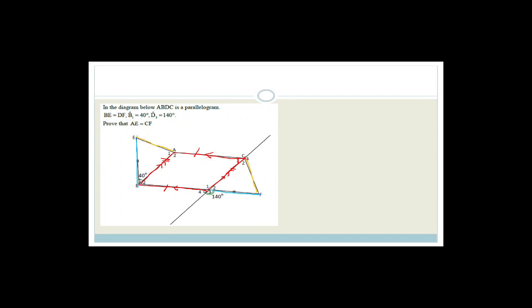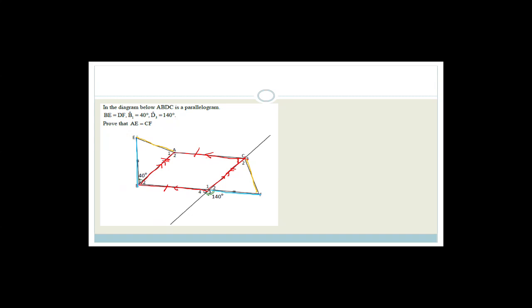And there they told you, they want you to prove that AE is equal to CF. So we're looking at congruency. So let's have a look at this, okay? We know that this is 40 degrees. Therefore, do you agree that this can be 140 degrees? No, it's not necessarily. Just a second, let me see, where is that? Okay, so we know that that's 40 degrees, okay, awesome.